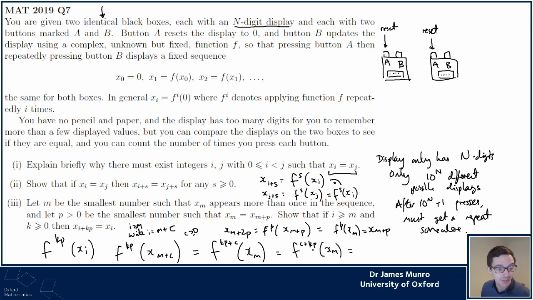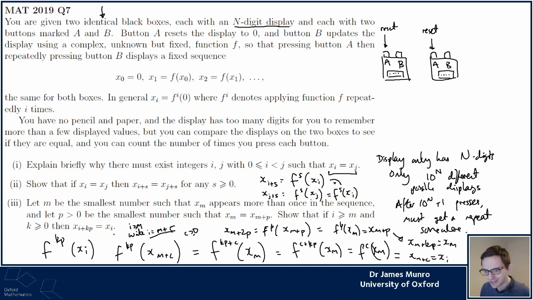And that's exactly what I want, isn't it? Because every p presses, starting at x_M, we know gets us back to x_M. So here I want to extend this slightly to say x_{M+kp} is equal to x_M, extending from M plus p, M plus 2p, all the way. Okay, brilliant. So this is f to the c of x_M, almost done. That's x_{M+C}, which is exactly x_I, what I wrote down for x_I. So this says that x_{I+kp} is equal to x_I.